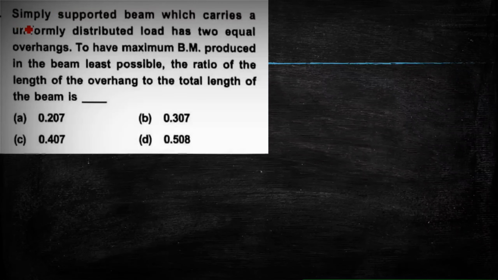Moving to the next question we have, a simply supported beam which carries a uniform distributed load has two equal overhangs. To have the maximum bending moment produced in the beam the least possible, the ratio of the length of the overhang to the total length of the beam is option A 0.207, option B 0.307, option C 0.407, option D 0.508. So the correct option is option A, that is 0.207. The derivation is quite long, so I won't show it in this answer, but you can refer to any of the standard books to get the derivation.